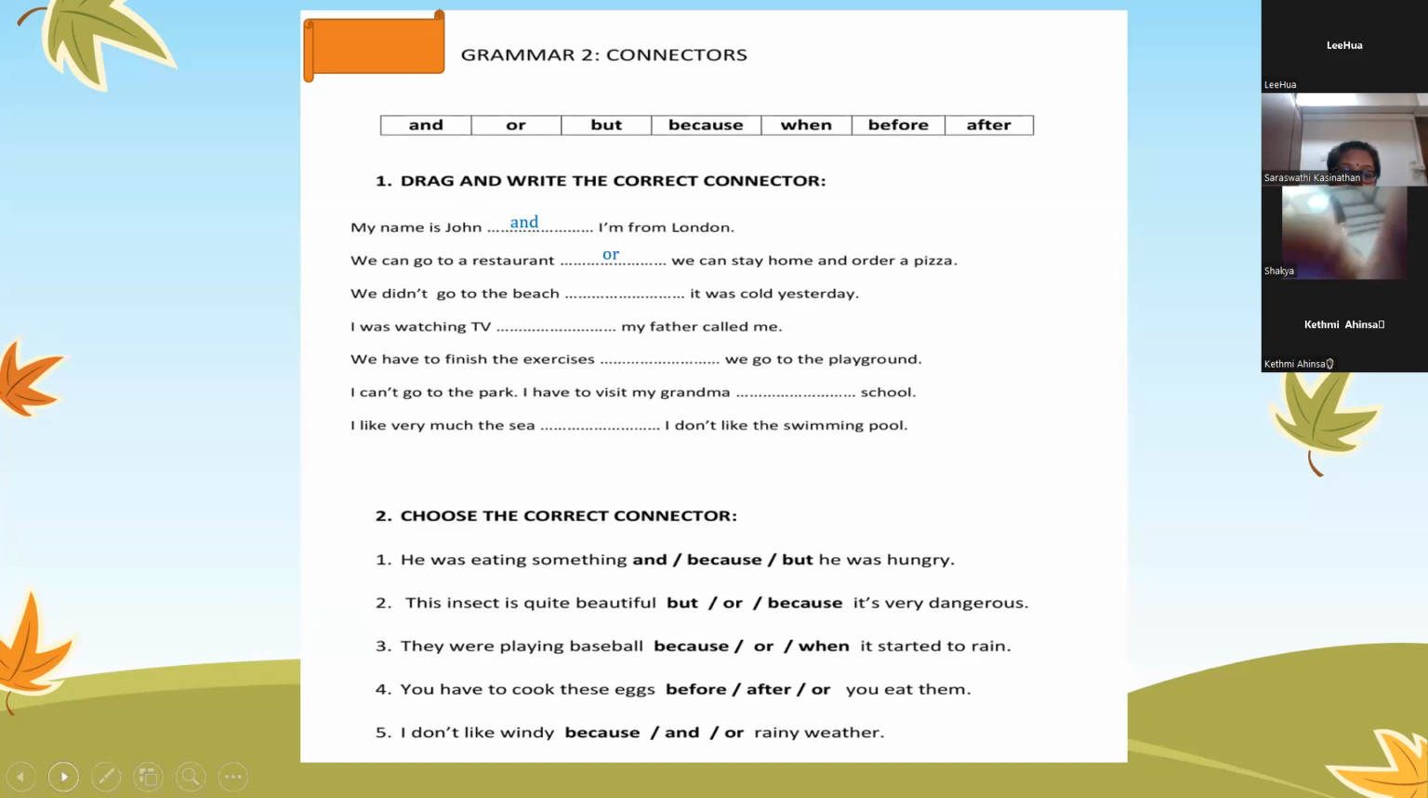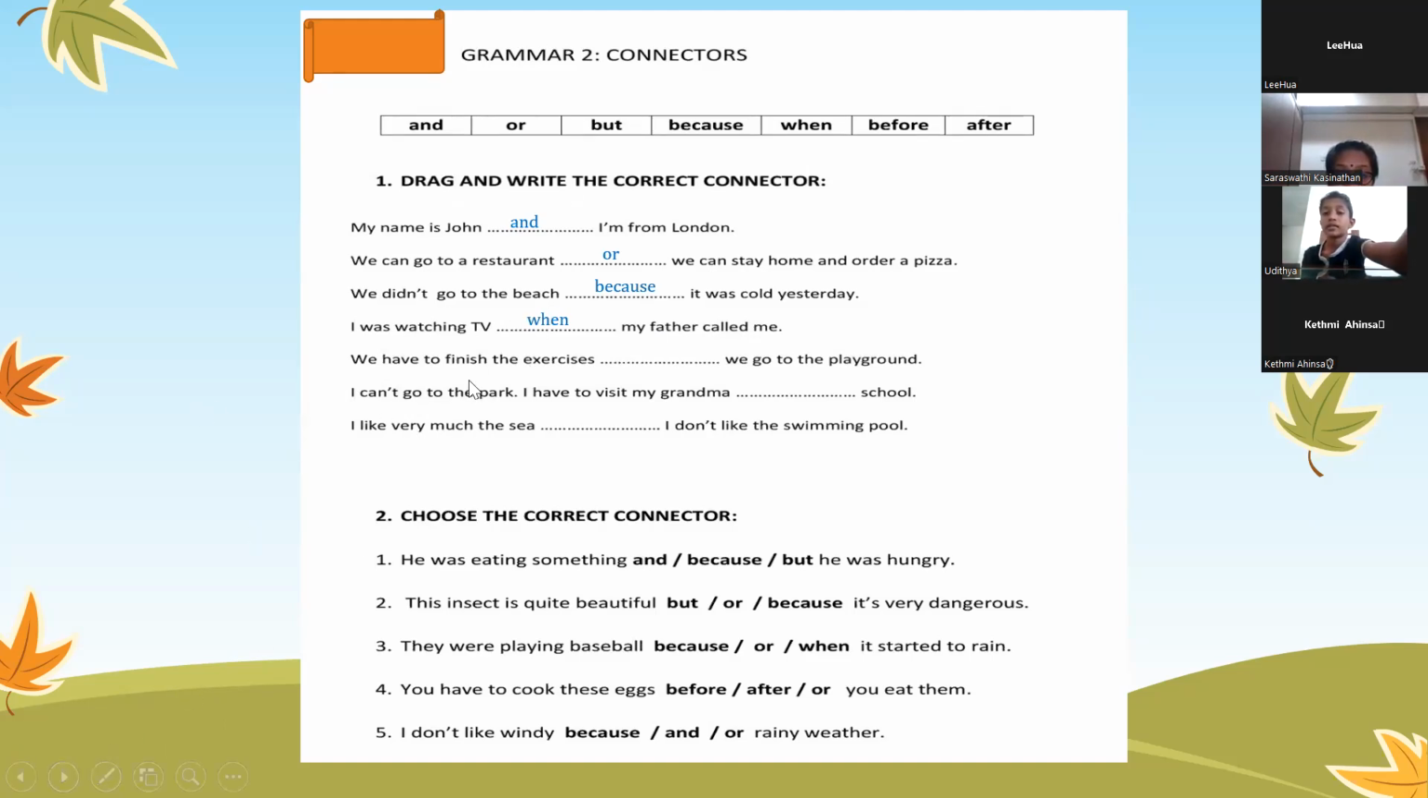Okay. Next. We didn't go to the beach because it was cold yesterday. Okay. Next. I was watching TV before my father called me. Okay. I was watching TV. What would be the right word? So when, yes, very good. When my father called me. So this is another connector, another usage of this connector, you see. So I was doing something and then another thing happened. So we use the word when.